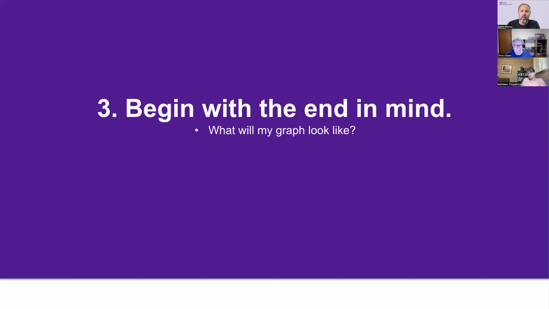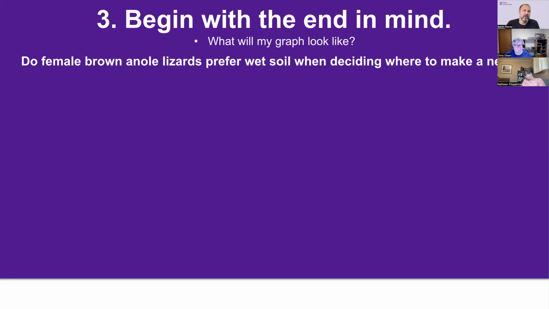And if I could make one suggestion to that end, I would say to students, what will my graph look like at the end? And that is the one question I would use as an example to your students, to say, okay, what is the graph going to look like at the end? And I'll give you a little bit of scaffolding to show you what I mean by this. And so with our example question that we looked at before of, do female brown anole lizards prefer wet soil when deciding where to make a nest? What will my graph look like?